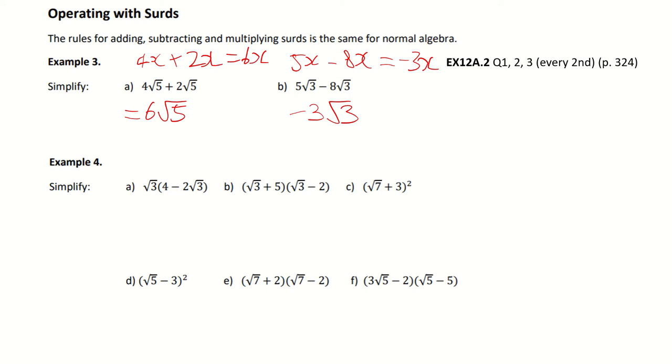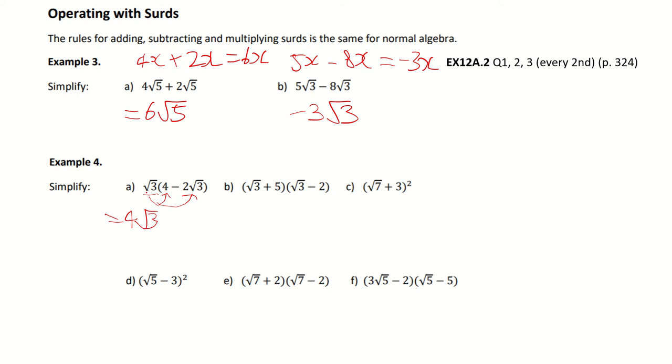So we've got some double brackets. We're going to use FOIL. We've got a perfect square, so we're going to do some expanding. Whatever number's out the front of the brackets, single brackets like this, we're going to multiply the square root 3 by the 4 and the square root 3 by that. So square root 3 times 4 is just going to be 4 lots of square root 3. We can't simplify it any more.